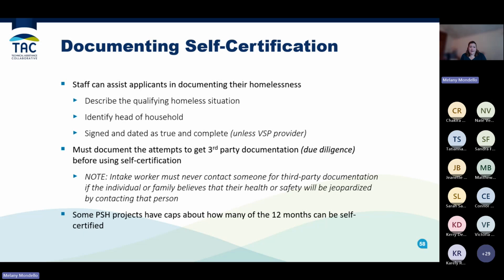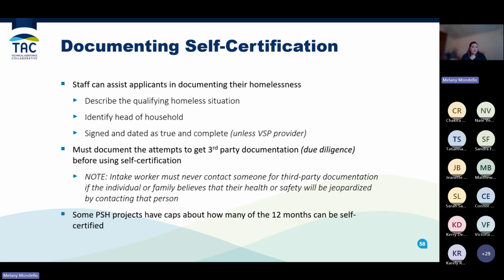If you're doing self-certification, none of the other stuff worked. Someone's new to the area, this is the first touch they've had of services within your system. People can self-certify, and it's really the same elements as before, just on a self-certification document, describing where they've been living, what the homeless situation specifically was, who the head of household is that's being talked about, who is hopefully the person qualifying for your project, and then signed and dated as true and complete.